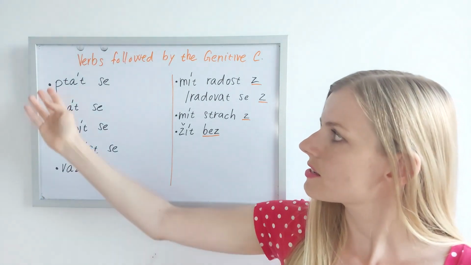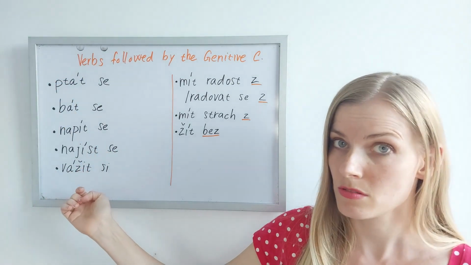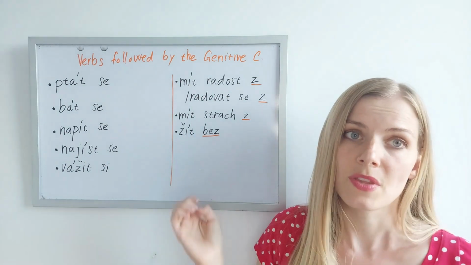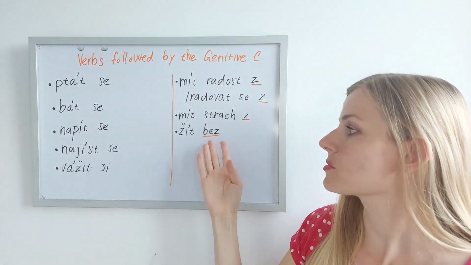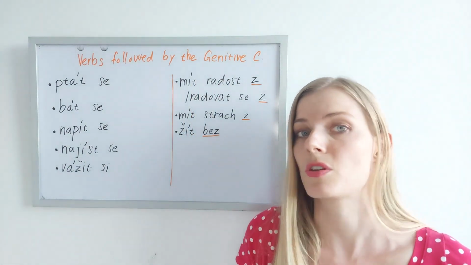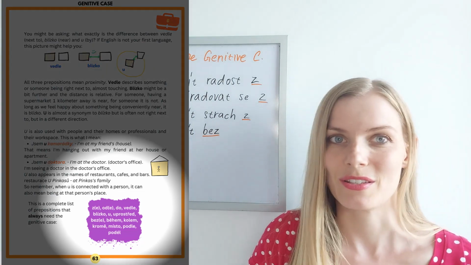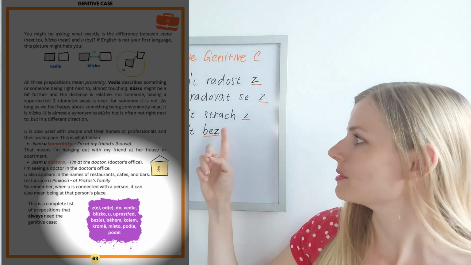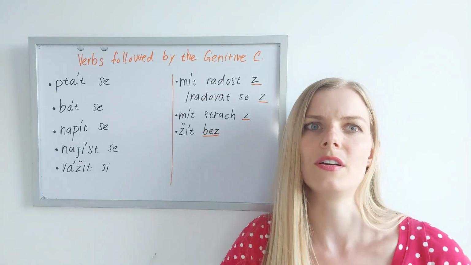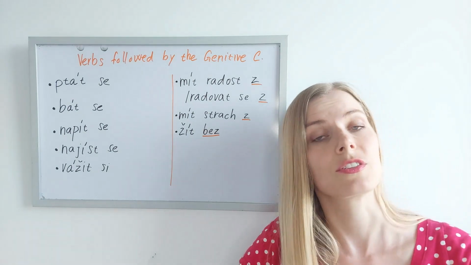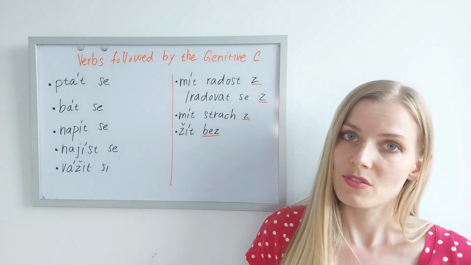On the left side, there are verbs without preposition, and on the right side, we have verbs with prepositions. I assume those verbs with prepositions are easier to spot because it's enough to memorize the prepositions that are followed by the genitive case, like z and bez. But what about the other verbs? There are certain verbs that we use a lot. They are followed by the genitive case, and you might not even notice.